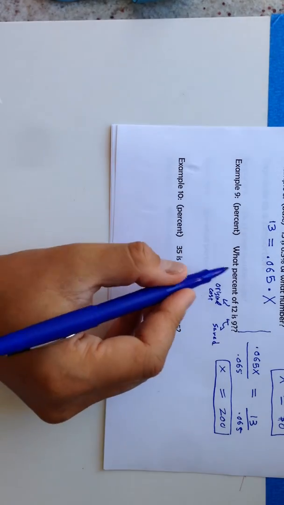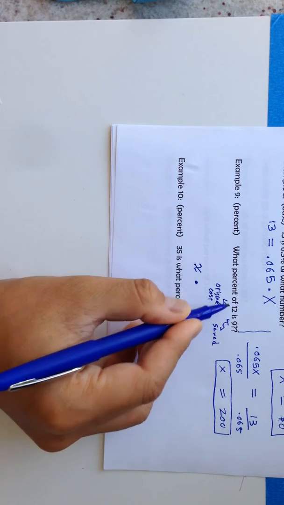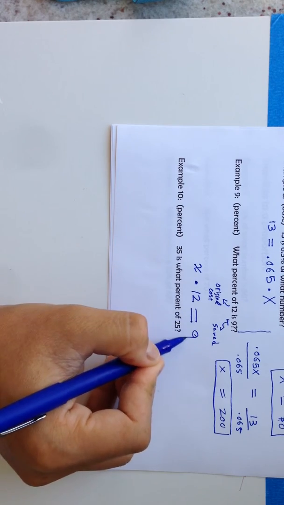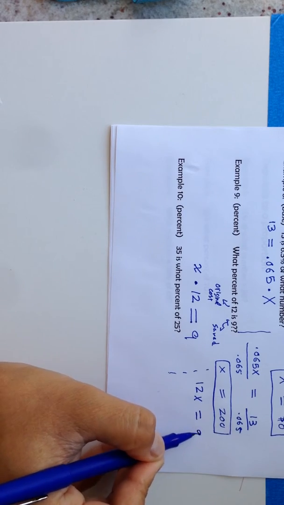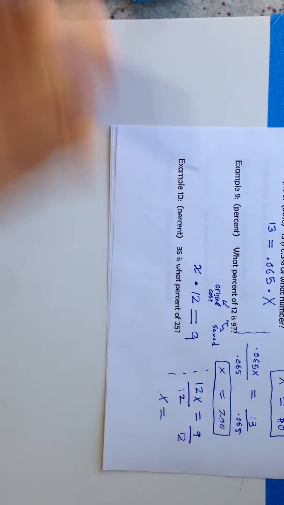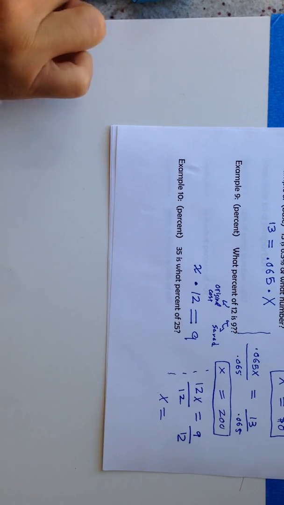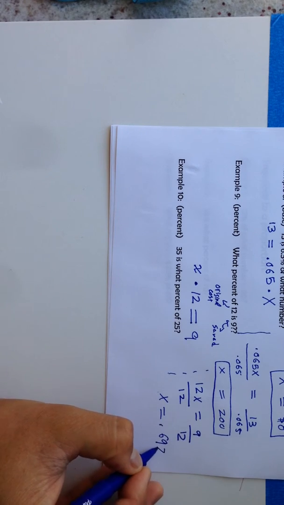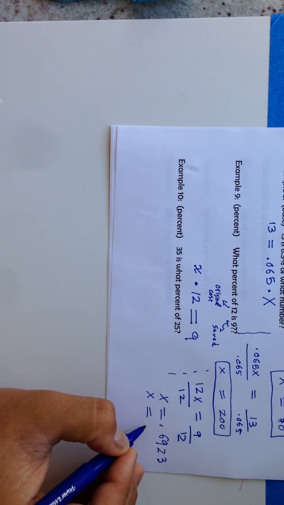Percent of saving. All right, so let's do a direct translation. What percent of means to multiply 12 is 9. All right, so rewrite the problem. 12x equals 9. And then we're going to go ahead and divide both sides by 12. So x comes out to be, we're going to go ahead and divide, 0.6923. And so I'm going to go ahead and round this to 0.69.